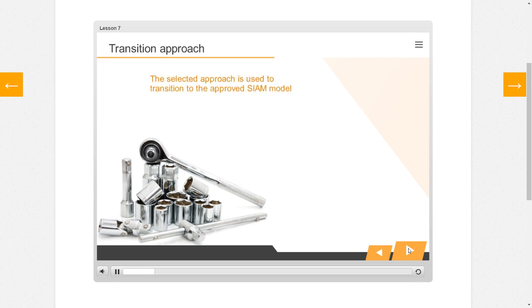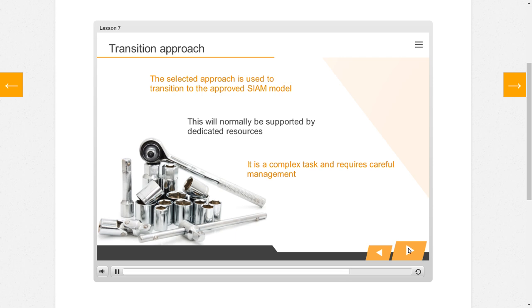The next activity is to use the selected approach to transition to the approved SIAM model. It is normal to provide a team of dedicated resources to support this activity. This is a complex task and requires careful management. The more service providers and services involved, the more complex this activity will be.